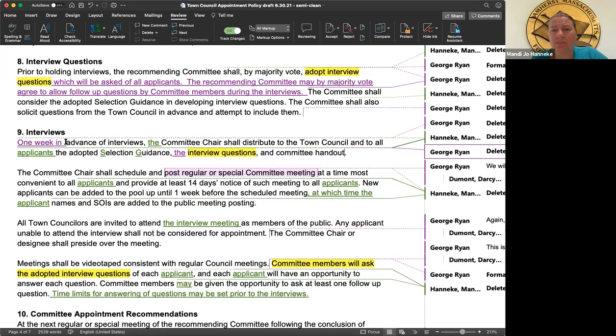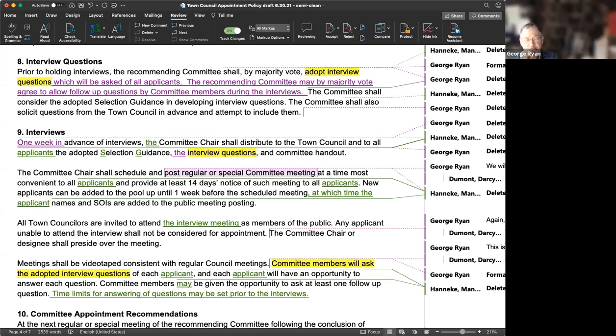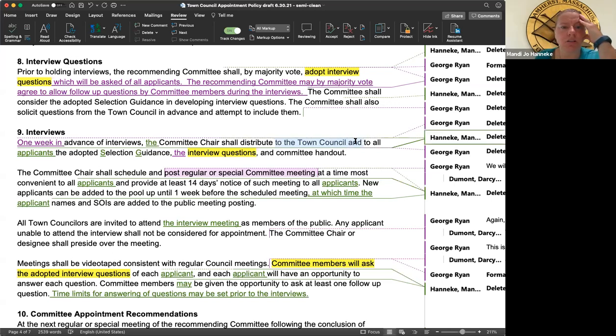Frankly, the selection guidance has already been distributed to them, though, so I don't know whether we need to resend that. It was distributed to them before a statement of interest. They've gotten the selection guidance handout. So if we don't want to keep sending it to them, I would just say the interview questions. And why? Just remind me why we're even sending this to them. They've already been asked to submit their questions if they have any. We're sending these to the applicants. It says to the town council and to all the applicants. So I would say just to the applicants. Forget the town council on the interview questions.